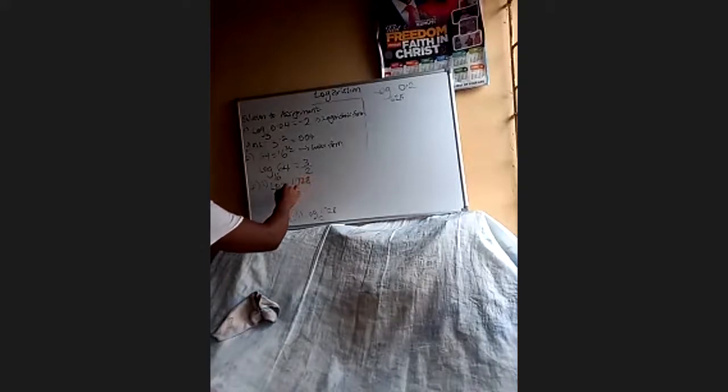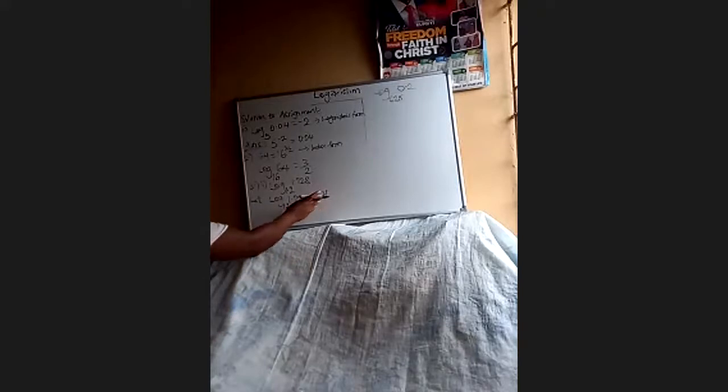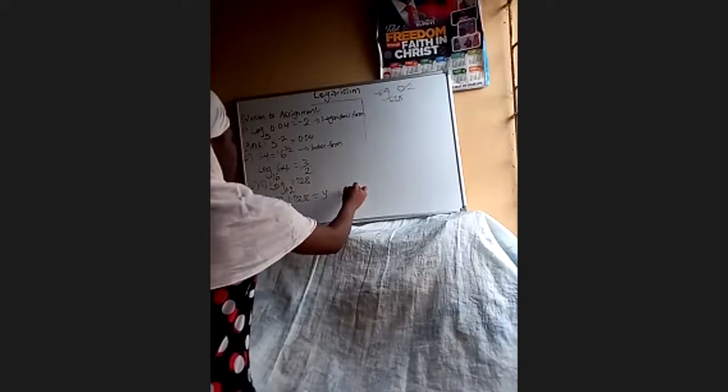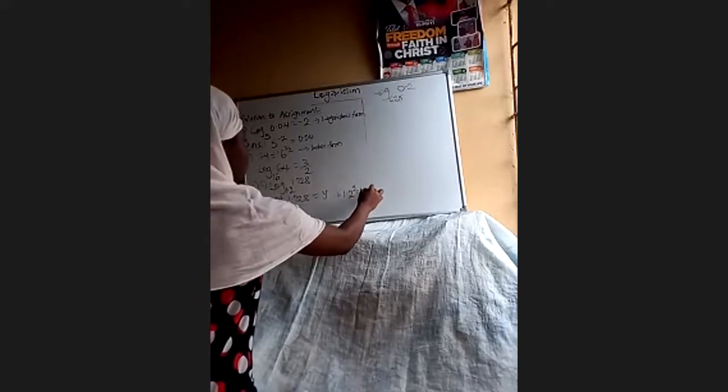So the third question, we are asked to evaluate logarithm of 1.728 base 1.2. That is, we are asked to solve this. So the first thing we do is we say let logarithm of 1.728 base 1.2 is equal to y. So when we write this out in index form, we have it as 1.2 raised to the power y is equal to 1.728.